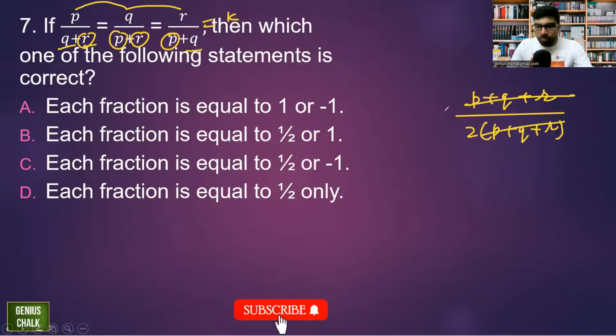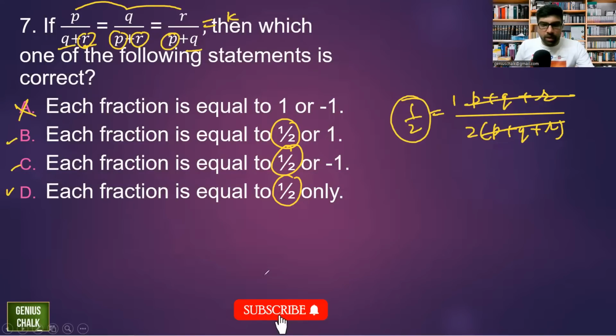So this is 1 by 2. So what we are getting is 1 by 2, right? That means this A cannot be my answer and the rest can all be my answer. But the problem is there are 3 options which are saying 1 by 2. So we need to check whether 1 by 2 is coming only, or minus 1 is also coming. So let's check the second part now.